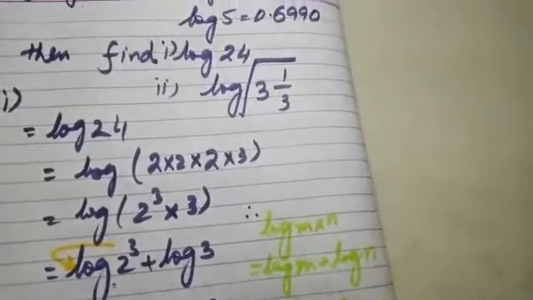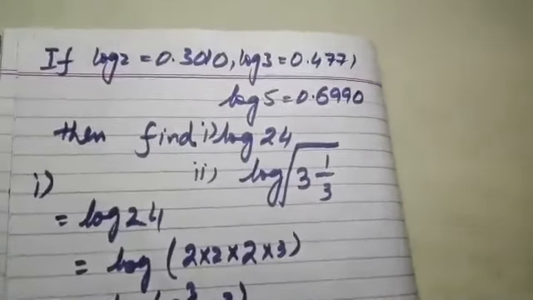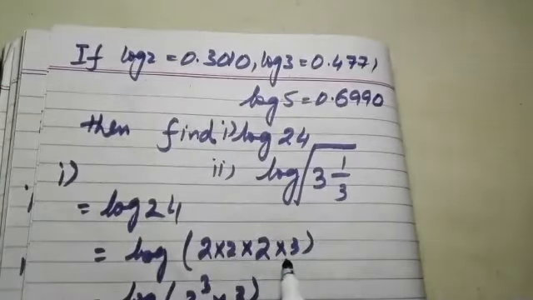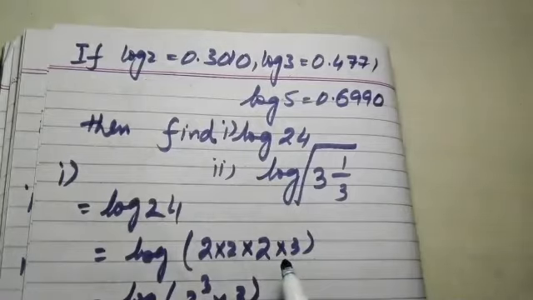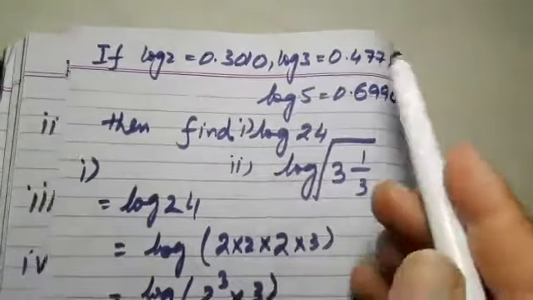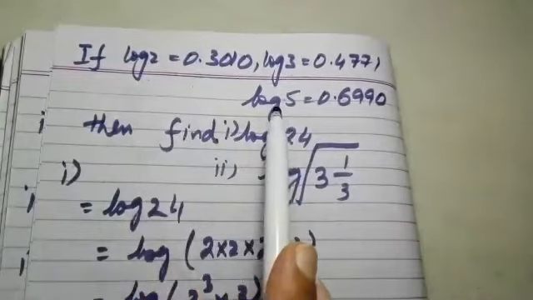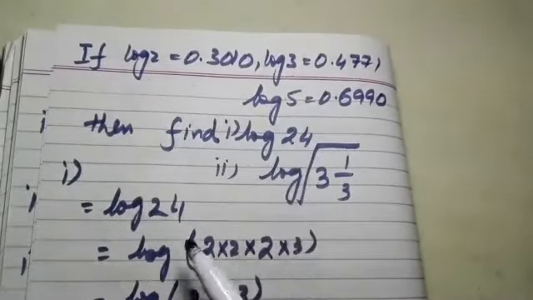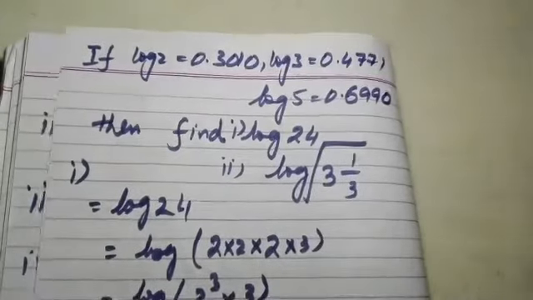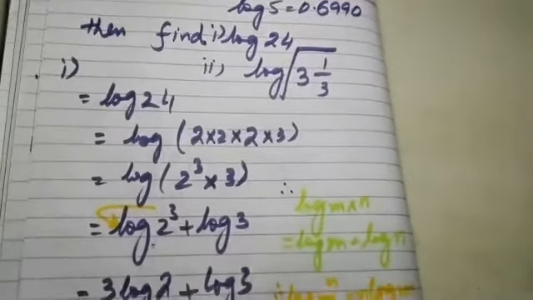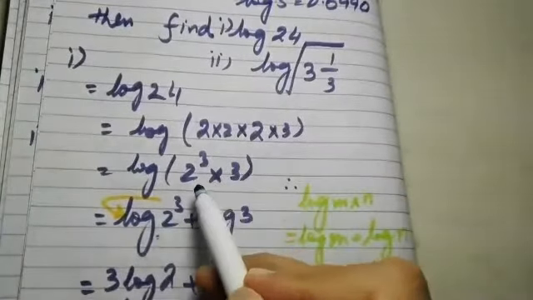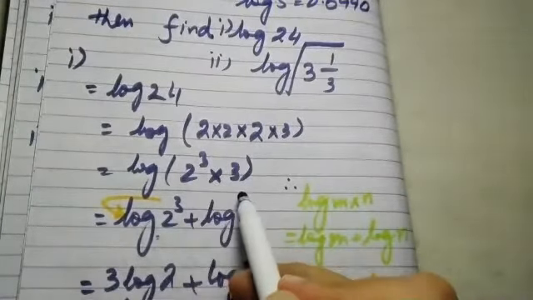What I have done is that I have converted this expression of log 24 into multiples of 2's and 3's. I should keep in mind why I'm doing it, because we are already provided log 2, log 3 and log 5. So I have to convert any given number into multiples of 2's and 3's. So I have converted this number 24 into multiples of 2's and 3's. So it has become log 2 raised to power 3 and 3.